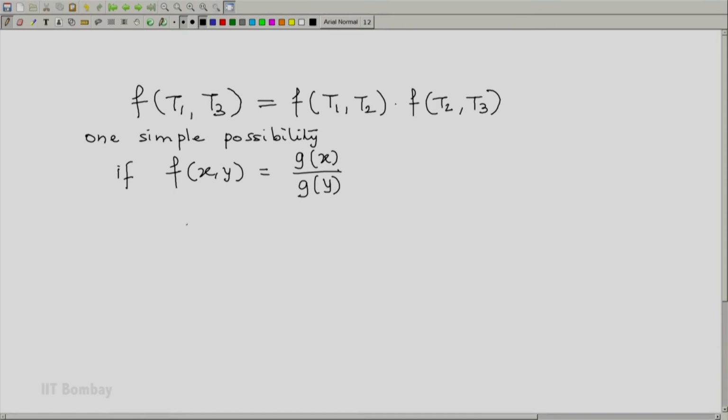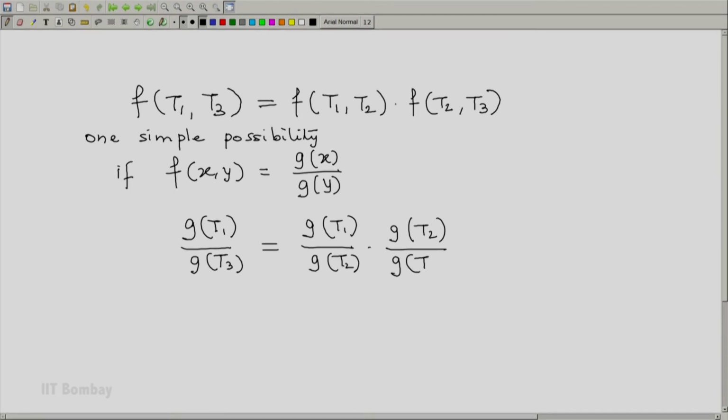this becomes g of T1 by g of T3 equal to g of T1 by g of T2 into g of T2 divided by g of T3. If this is there, then this, and that means this is satisfied.